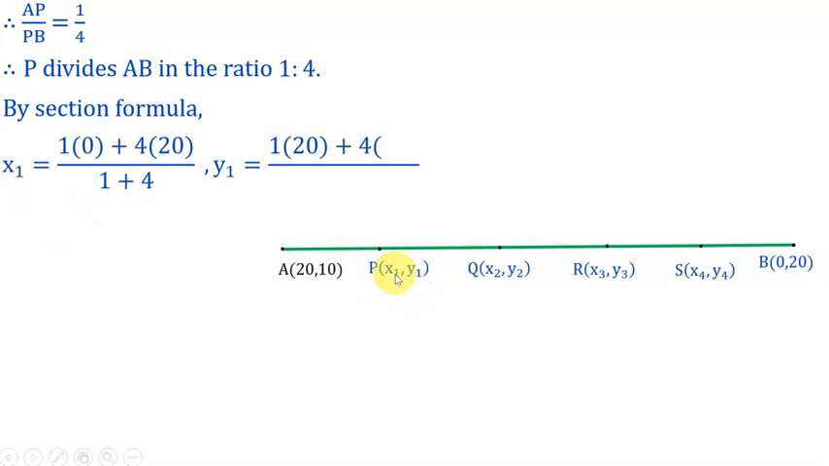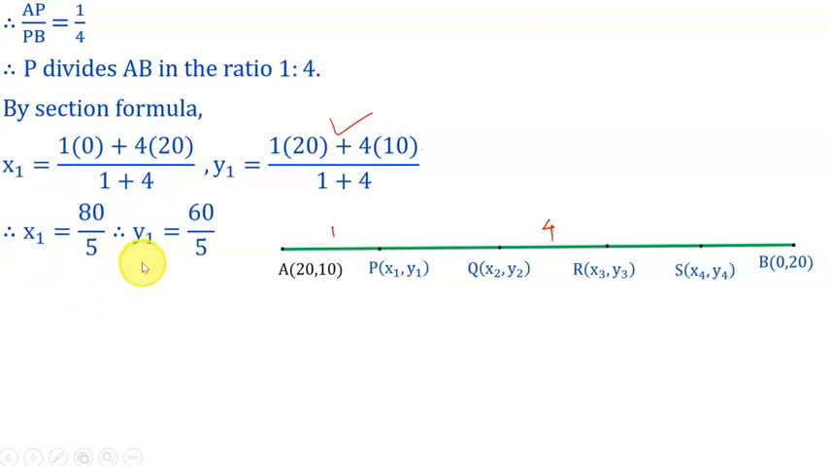x1 is equal to (m x2 + n x1)... that is, how many parts came here, 1 part came, and the remaining 4. That is x1 is equal to 1 into 0 plus 4 into 20 upon 1 plus 4. y1 is equal to 1 into 20 plus 4 into 10, that is, we considered the y coordinates here, upon 1 plus 4. Normal simplification there. x1 is equal to 4 into 20, 80, 1 plus 4 is 5. y1 is equal to 20 plus 40 means what, 60, 60 upon 5. x1 is 16, y1 is 12.